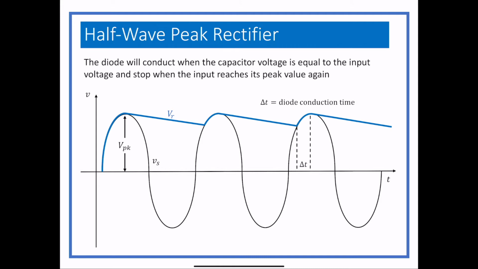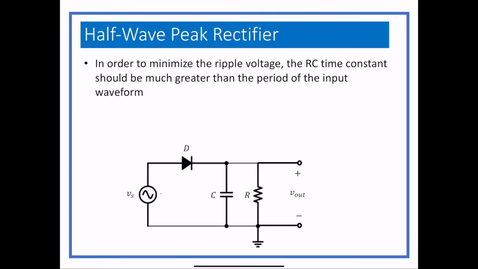So there's a very short period of time when the diode conducts. In order to minimize the rippling of the voltage, because what we really want is a stable DC voltage at the very end of this whole process, so we want as small a ripple as possible, the RC time constant needs to be much greater than the period of the waveform, which is not difficult to do. It's pretty easy to do that. And even if we do this, there still will be a certain amount of ripple voltage that is present.